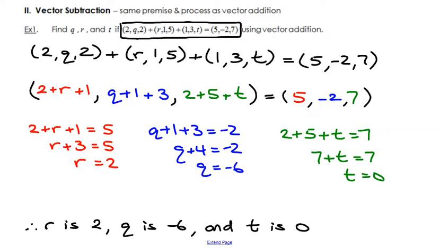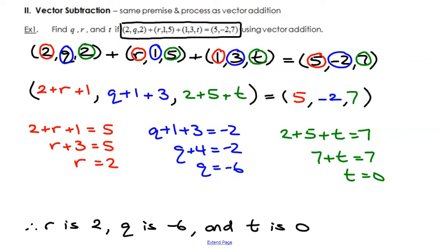So the first line I just rewrote the question, and now I'm going to try to solve for q, r, and t. You'll notice that each of the x components, when I add them together, should equal 5. Any of the y components, if I add these together, should give me -2. And any of the z components over here, adding together should give me a 7. So that's essentially what I wrote in the next step.